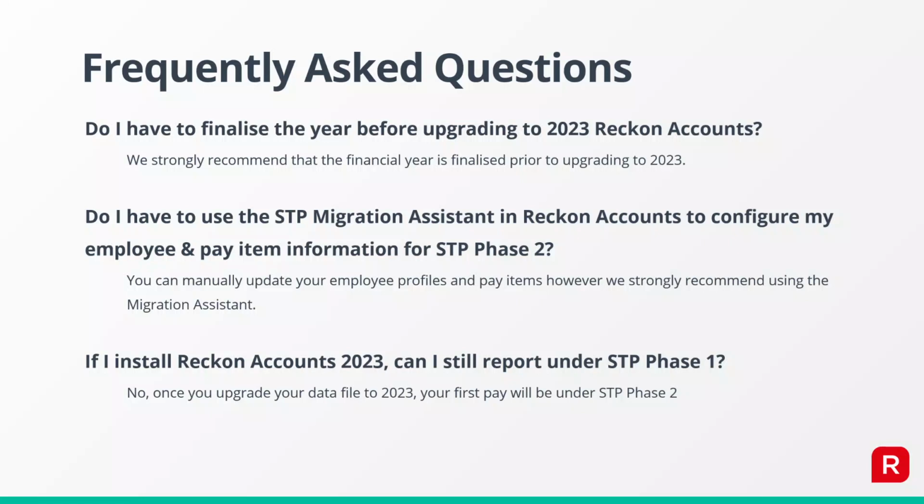Do I have to use the STP Migration Assistant in Reckon Accounts to configure my employee and pay item information? You don't have to. You can manually update your employee profiles and pay items. However, we strongly recommend using the Migration Assistant as it will make things a lot easier and less time consuming. If I install Reckon Accounts 2023, can I still report under STP Phase 1? No, once you upgrade your data file to 2023, your first pay will be under STP Phase 2, so we recommend that you go through the Migration Assistant as your first step after upgrading.